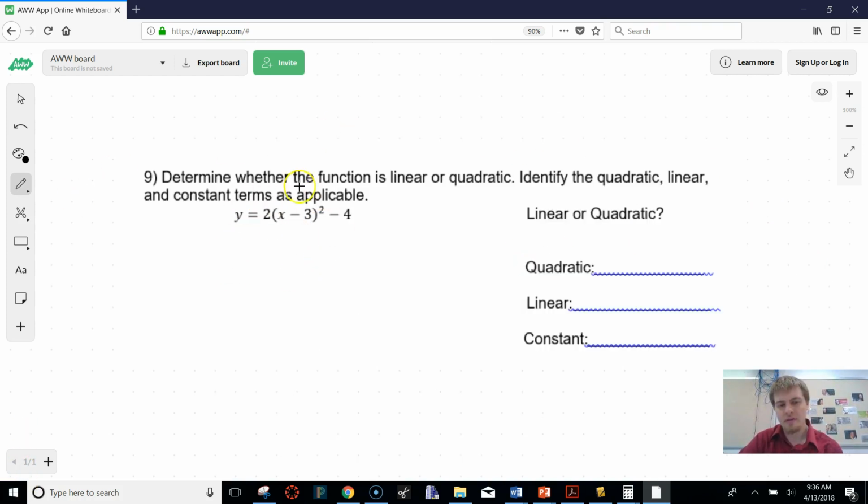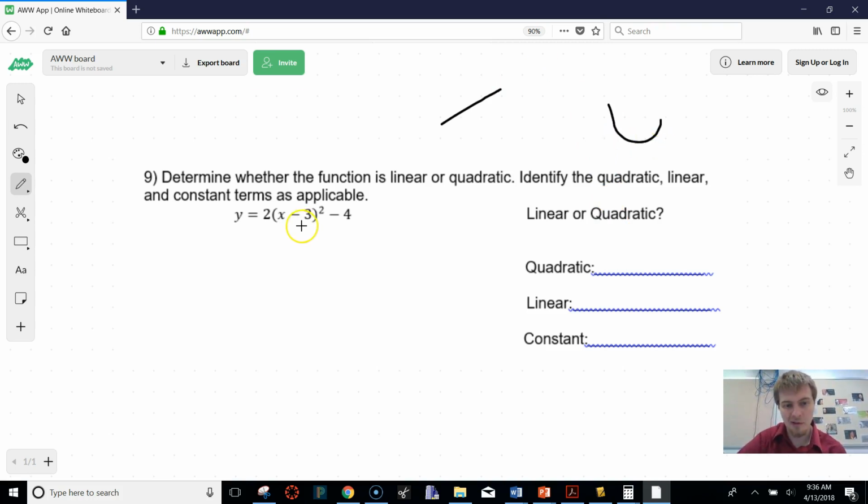Okay, so we've been given what looks to be a quadratic function, and we have to decide some things. The first thing we have to decide is: is this linear or quadratic? You can decide that very easily, because a linear function, when you graph it, makes a line, and a quadratic function, when you graph it, makes a U-shape.